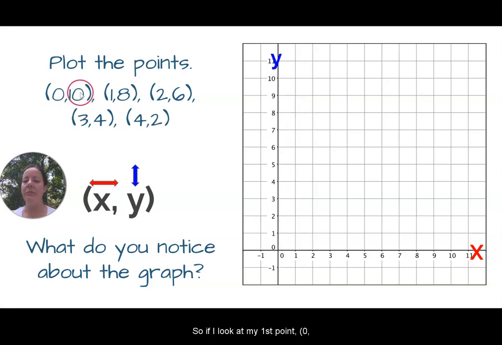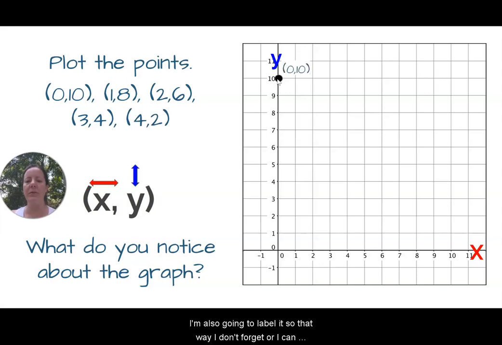So if I look at my first point, 0, 10, I'm going to start at the origin, which is 0, 0. My first number says to go to 0. That means I don't have to move right now because I'm already at 0. I don't have to go side to side. Instead, I'm going to look at the second number, the 10. That tells me how far up or down to go. If the number is positive, I go up. If the number is negative, I go down. Since it's positive, I'm going to go up 10 units, and I'm going to put a point. I'm also going to label it so that I don't forget, or I can double check to make sure I put the point in the right spot.